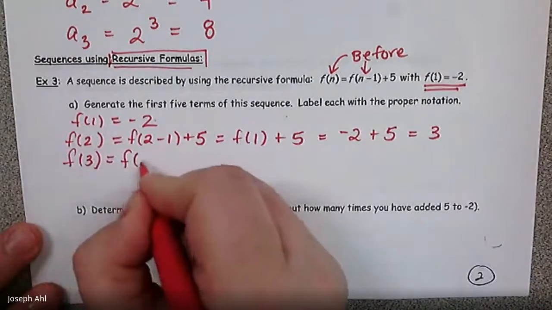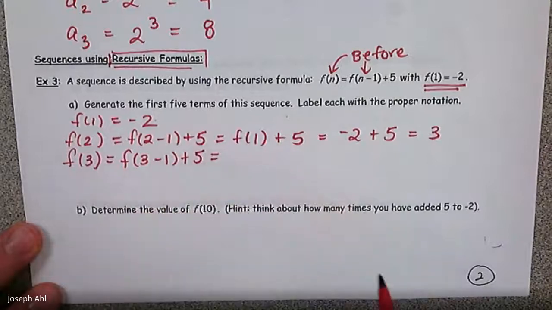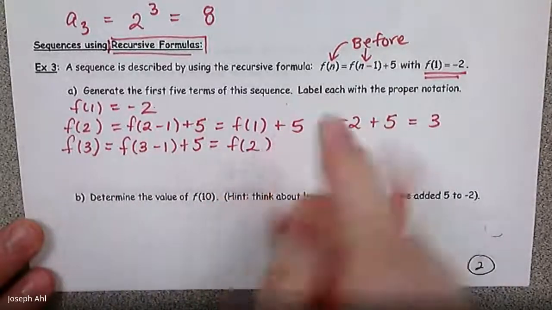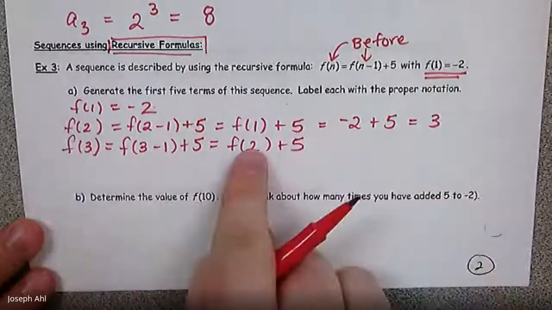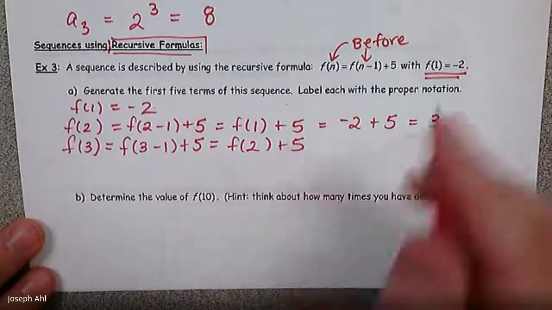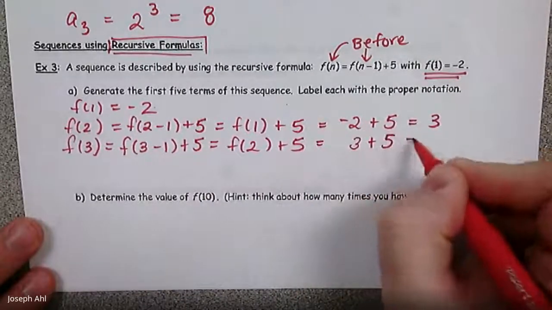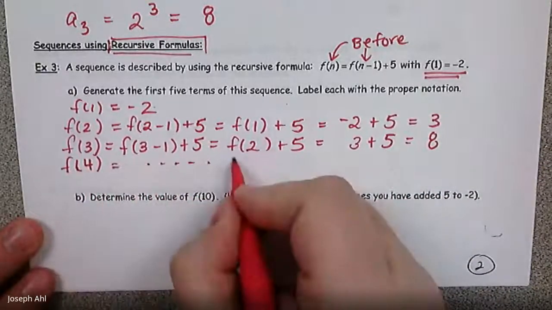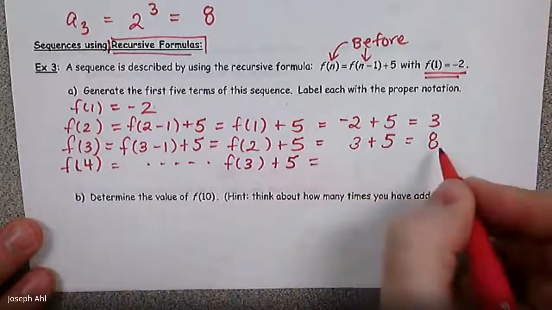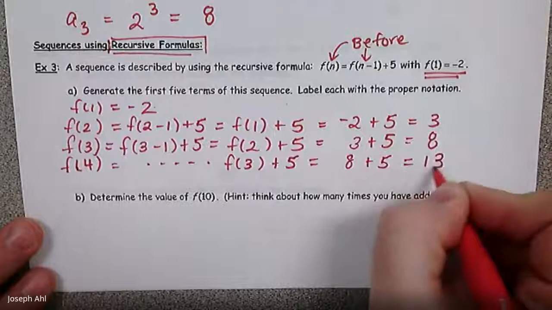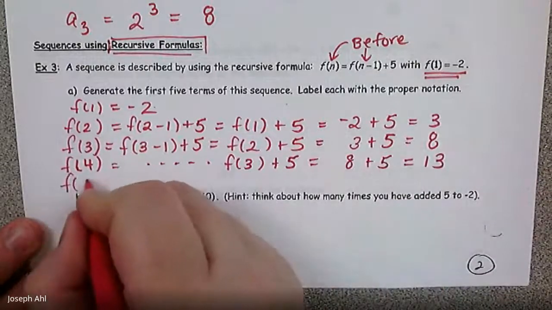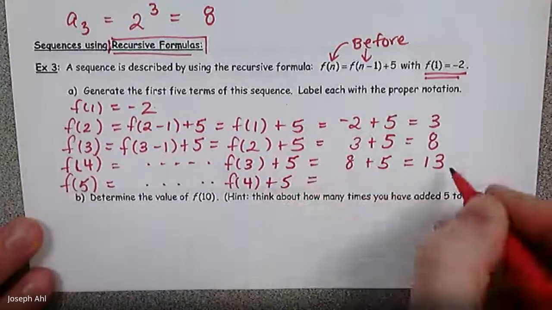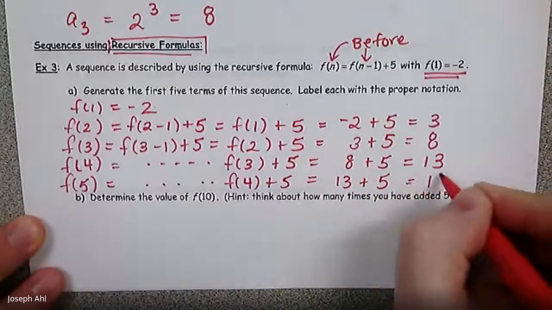f of 3 would be f of 3 minus 1, plus 5. Plug in 3 for n here, got to plug in 3 for n there. Well, 3 minus 1 is 2. Oh, okay, so to find f of 3, I have to take the term that came before it, the second term, f of 2, and add on 5. So 3 plus 5 is 8. And now you pretty much get the pattern, right? To find f of 4, you would take f of 3 and add 5. So take that last term, add 5 to get 13. And one more time, f of 5 would be the term that comes before it plus 5. So f of 4 was 13, and then plus 5 is 18.